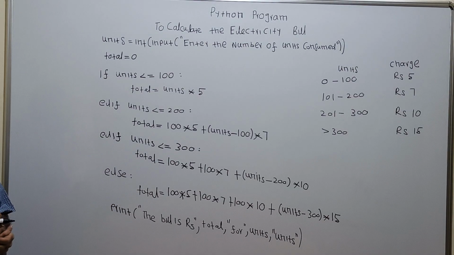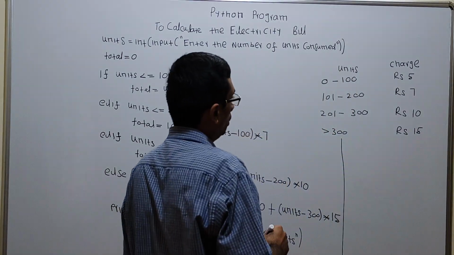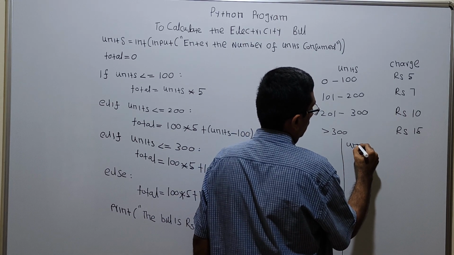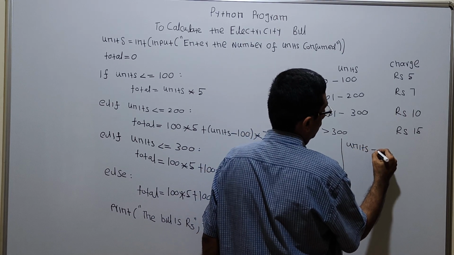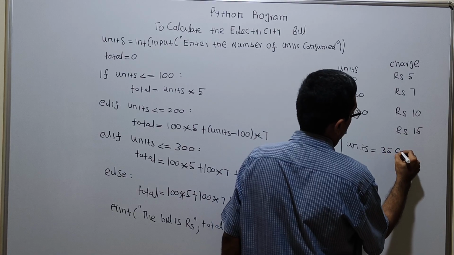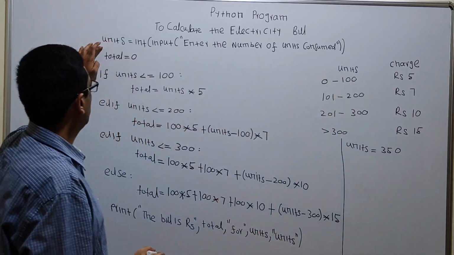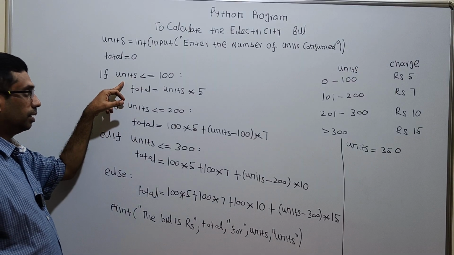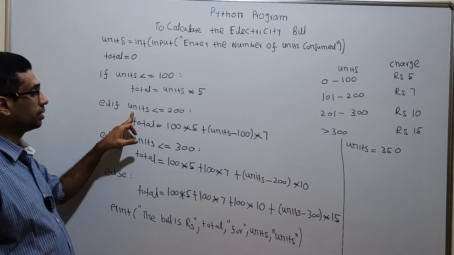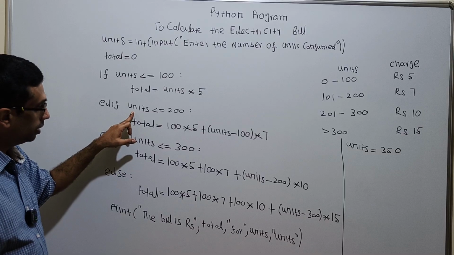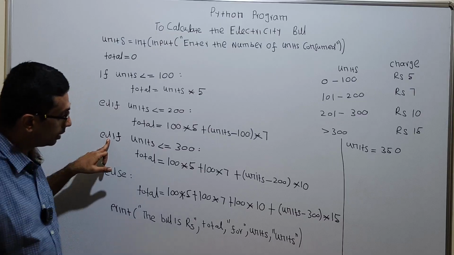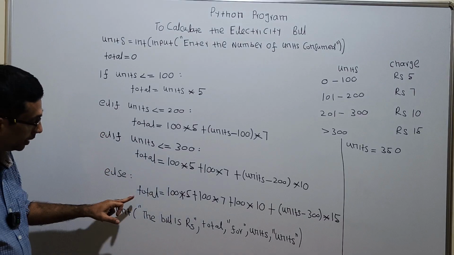Now we will take the sample input and check how this program works. We are going to discuss the input and output. My input: units equal to 350. So I am giving an input as 350. It will check 350 less than or equal to 100. This is false. And come to the elif and check 350 less than or equal to 200. This is also false. And control will come to the next elif and check 350 less than or equal to 300. This is also false. Then we come to the else and execute the total.